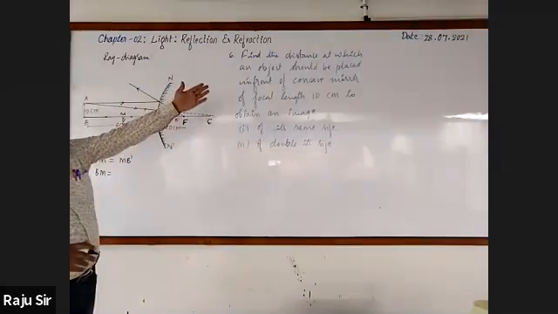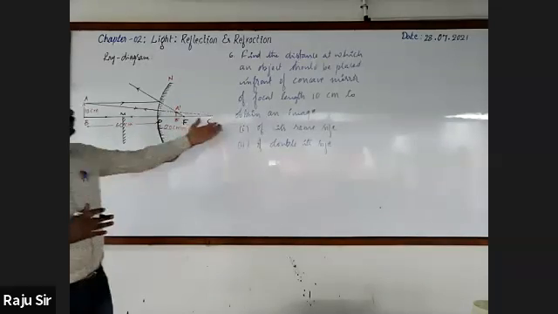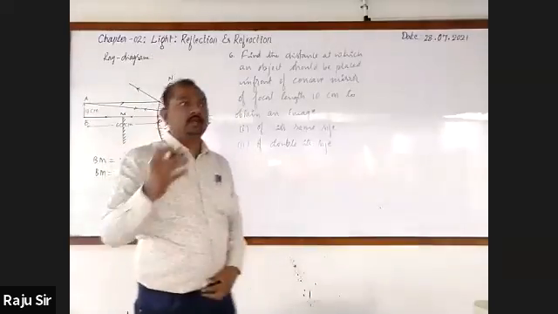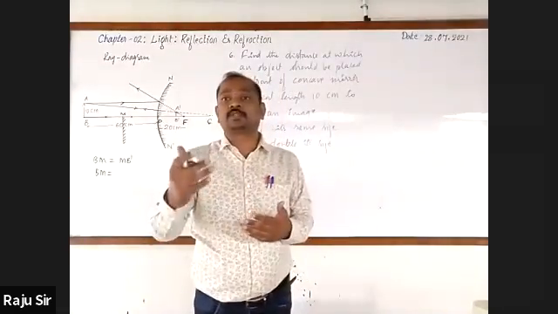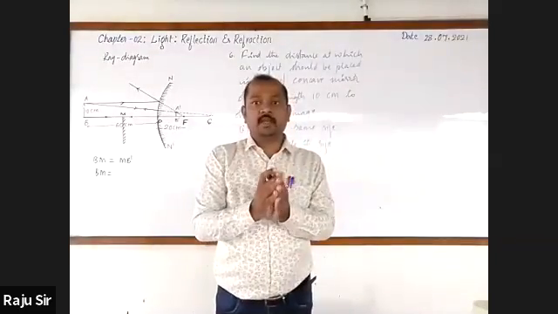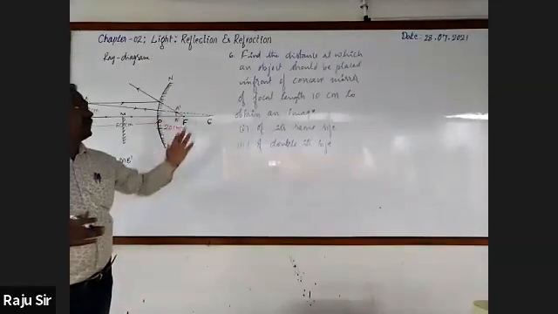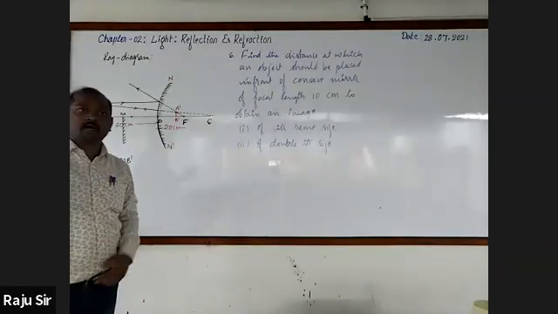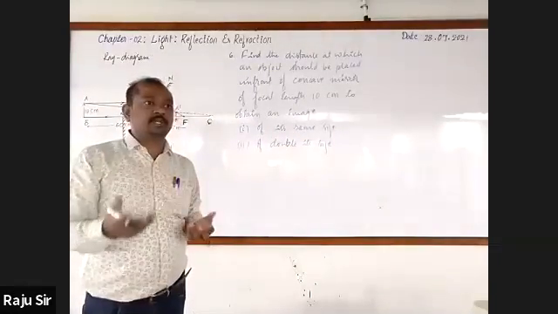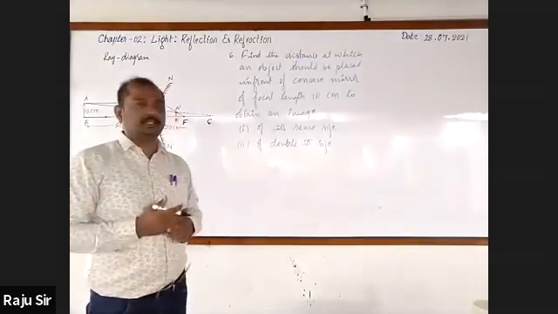Go through that. See, find the distance at which an object should be placed in front of a concave mirror of focal length 10 centimeter to obtain an image of its same size. You all know under what condition the size of the image is equal to the size of the object. When the object is placed at C, the center of curvature, the height of the image is equal to the height of the object. And the distance of the image and the distance of the object will also be equal. But that should be shown with the calculation.